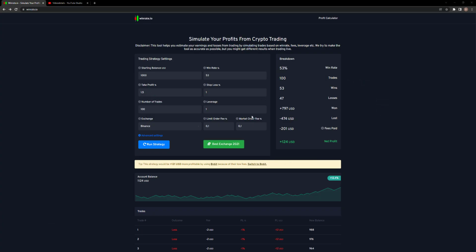So with this strategy, we had a win rate of 53%. It's not the biggest one, but it's a really easy scalping method. So I still think the win rate is pretty good if you see that the take profit is on a risk reward of 1.5. That still means after 100 trades on Binance, you would still have a profit of $124 on one leverage. So that's just spot trading.